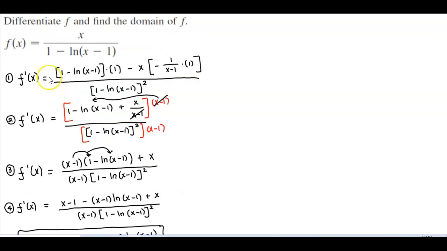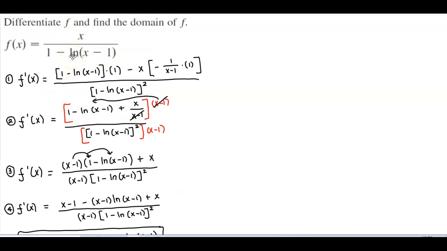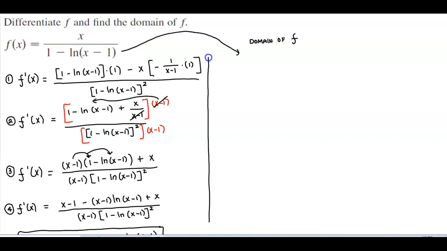Okay, so now what we want to do is find the domain of our function. So we need to take a look at the denominator. What does the denominator tell us? Well, the denominator has the natural log of x minus 1. When we take a look at the natural log of x minus 1, this x minus 1 must be greater than 0. So when we solve for x, we know that x has to be greater than positive 1.